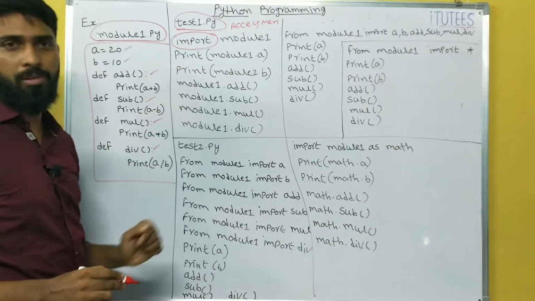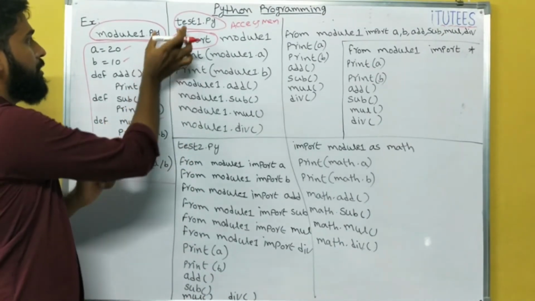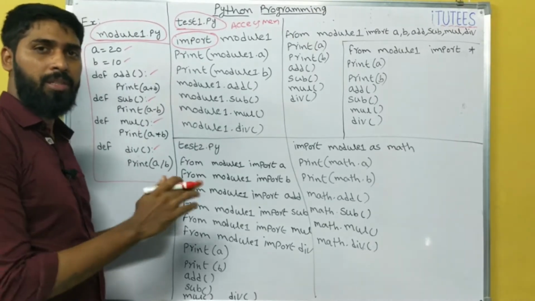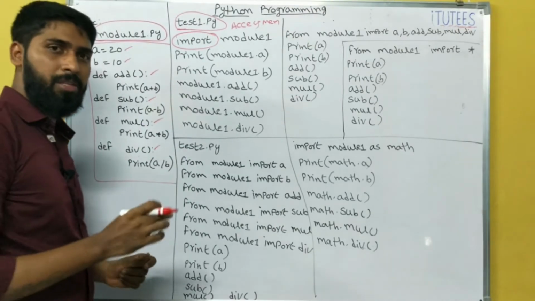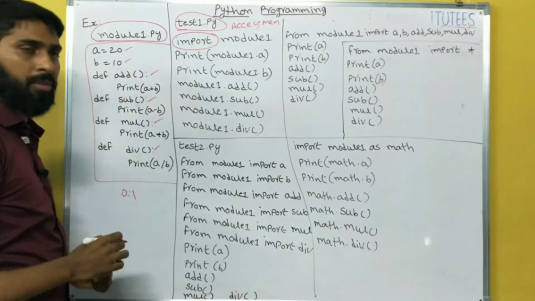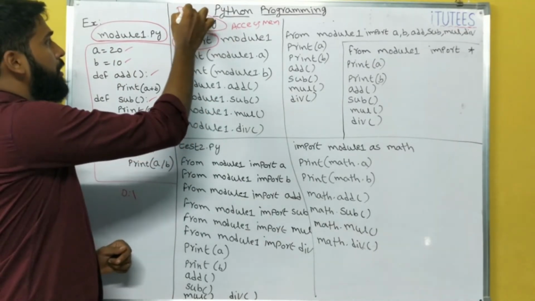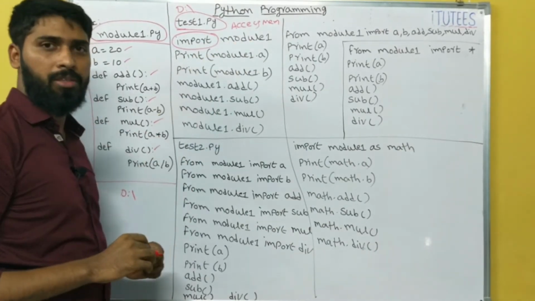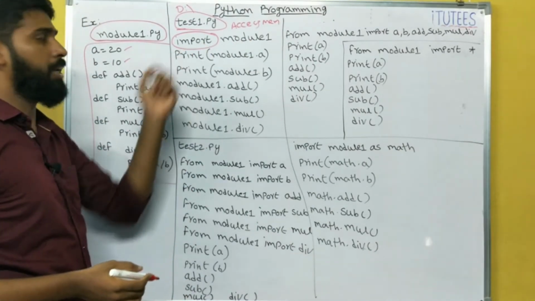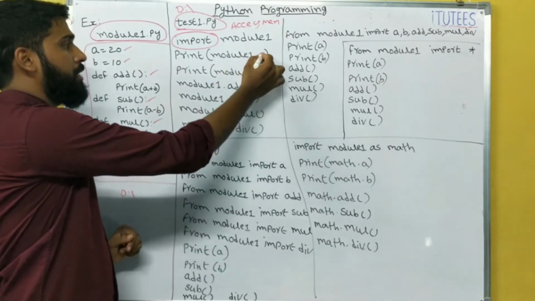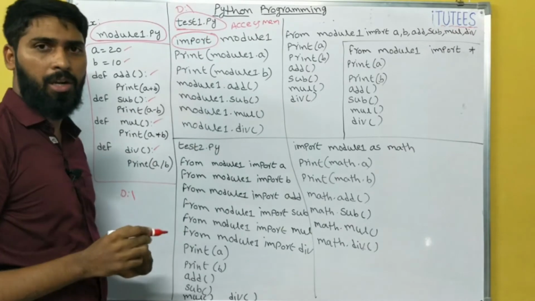Import module1. Now you can save these two files, module1.py and test1.py, in the same location. That means if you save this module in D drive, this file is also saved in D drive. That's it. So how we can import the module is by using the import keyword. Import module1. Now I can access this A from test1.py.